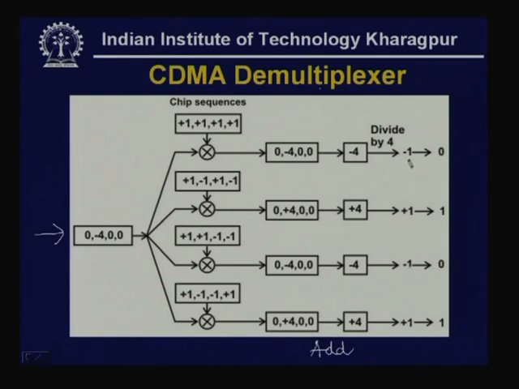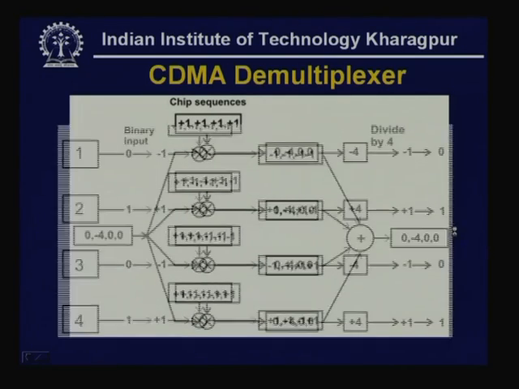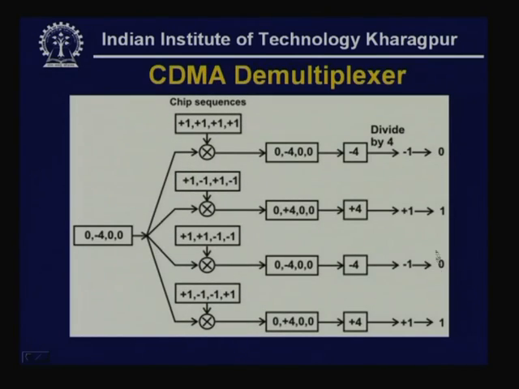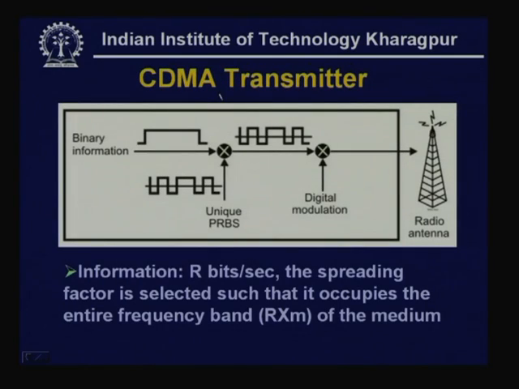As you know, -1 is nothing but 0, and +1 is nothing but 1. So, whatever was transmitted, that 0 1 0 1, as you have seen, is now recovered. All of them were sent simultaneously, and at the demultiplexer they can be separated out again by multiplying with the chip sequences. In practice, this is being done in this way.